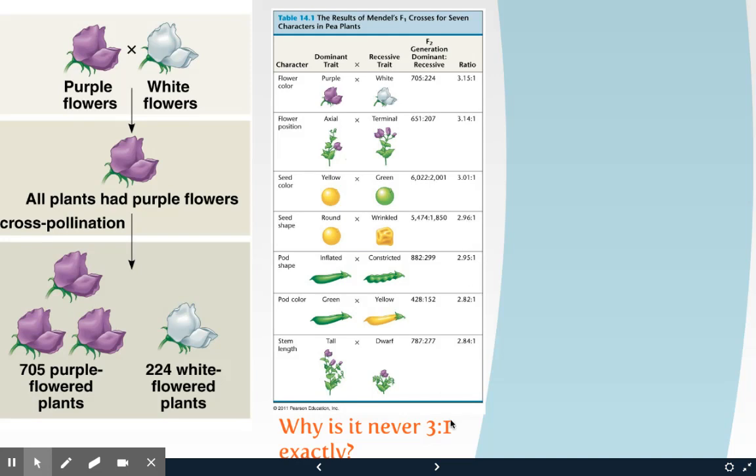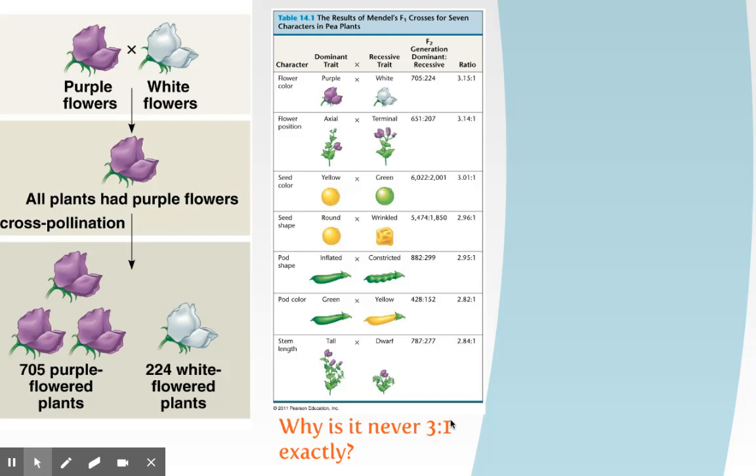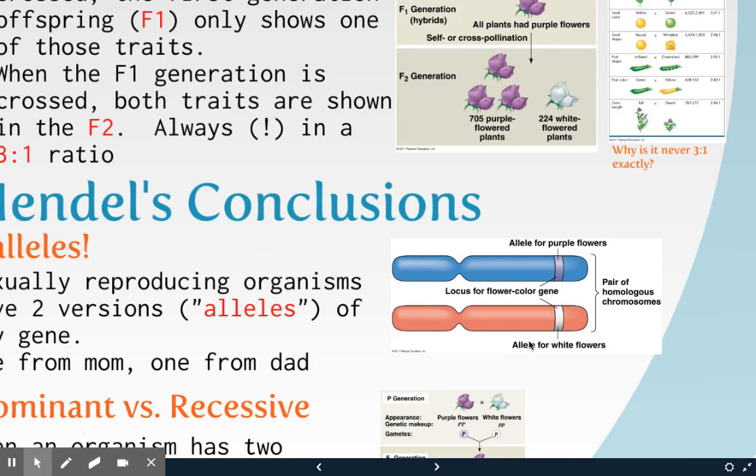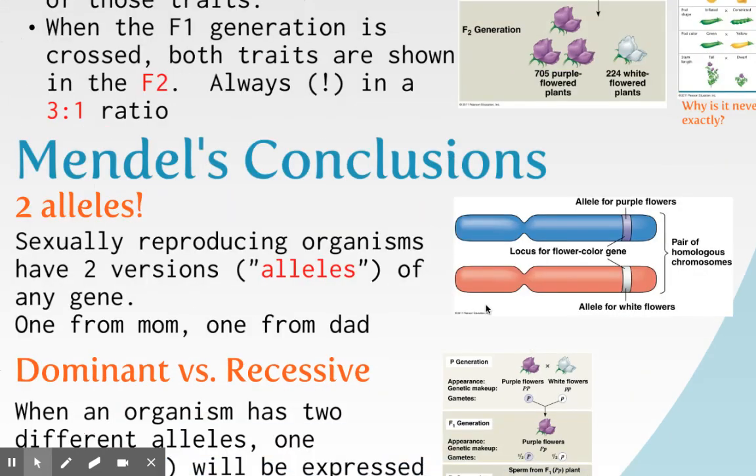It's never exactly a 3-to-1 ratio, just due to variability and his sample size. He was never able to test every single purple flower and every single white flower in the world, but with his sample size, this was his ratio. So you can see most or all of them are roughly a 3-to-1 ratio. And so these were his two big conclusions.